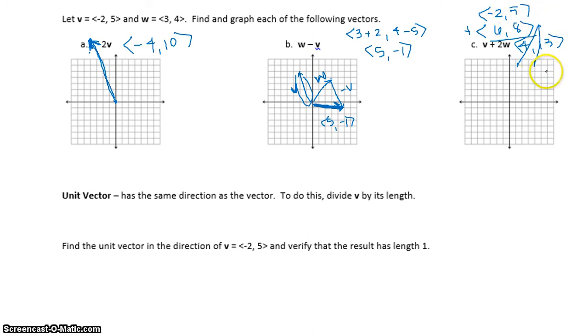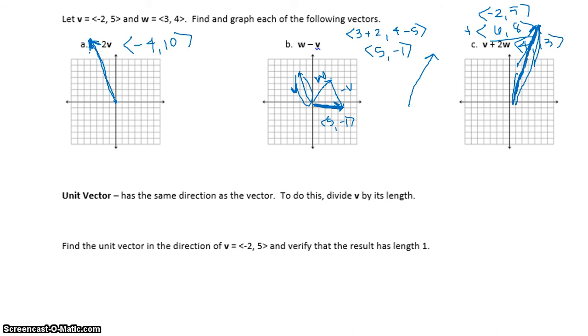Oh man, I apologize for that. I'm sorry, that's an awful line. That should be a straight line like that. I can't get the thing to work correctly.